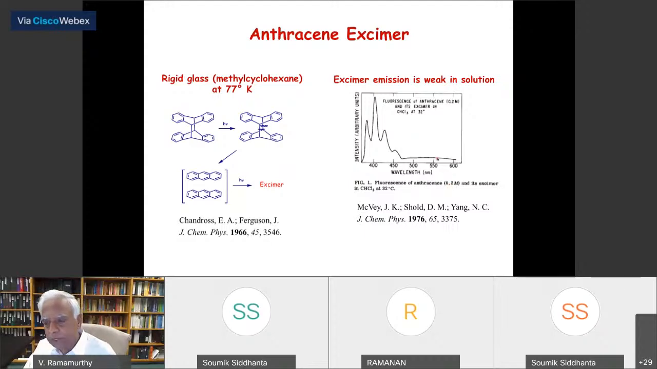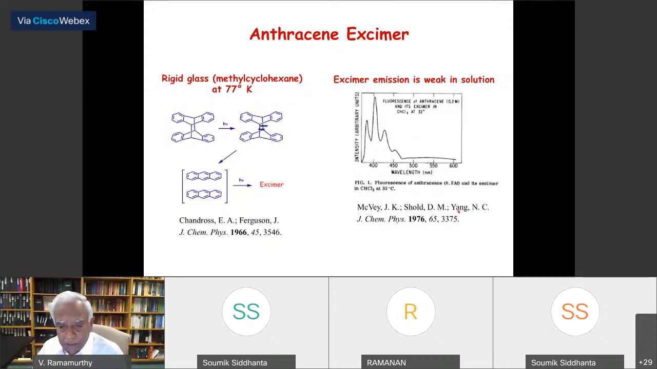And later on, unfortunately, this was shown to be an impure emission. It is not really from anthracene. It is from something else. This was Yan-Hsi Yang, and then many other people tried to do this, but they were not very successful. Okay, so emission from anthracene excimers is still unknown.